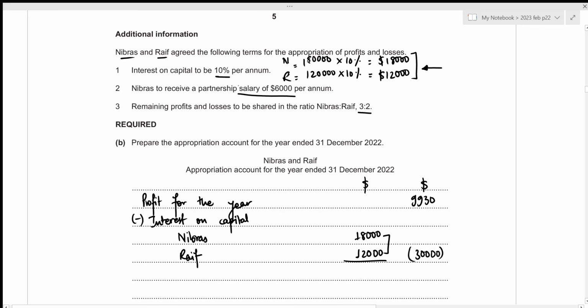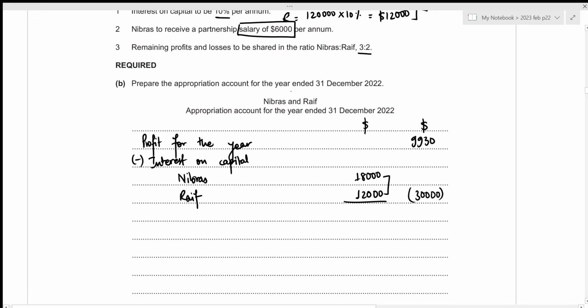The next one we need to adjust would be salary. Again, salary is something that the partnership will pay to its partners, so it will also reduce our profit. So that's going to be minus salary, and this is only to Nibras. So that's 6,000. And after adjusting these two amounts, we now get our residual profit or loss. So let's first figure out the amount. That will be 9,930 minus 30,000 minus 6,000, which results in a negative amount of 26,070. This is our residual loss.